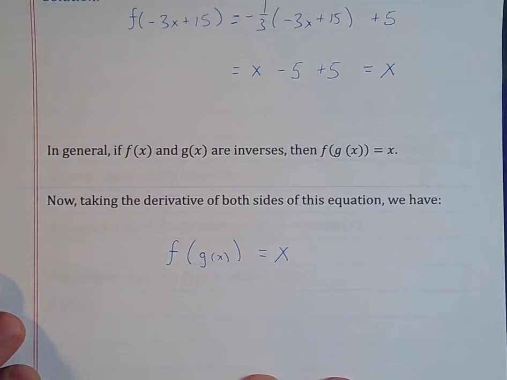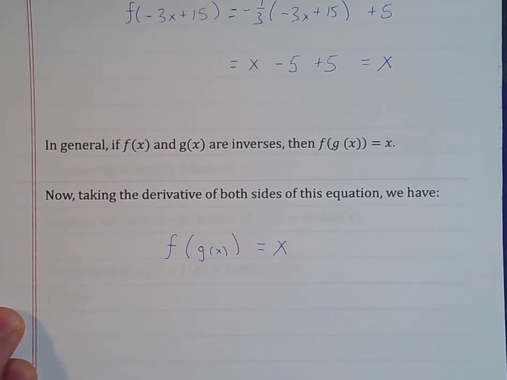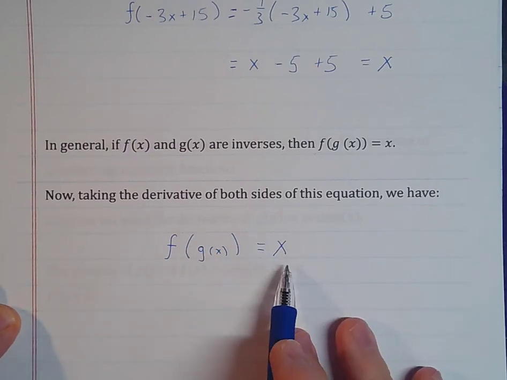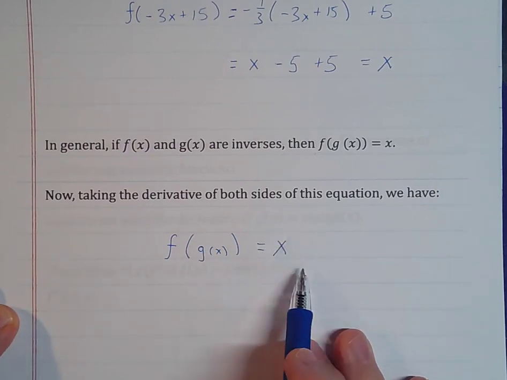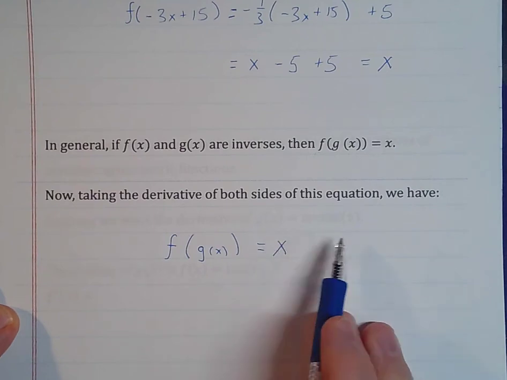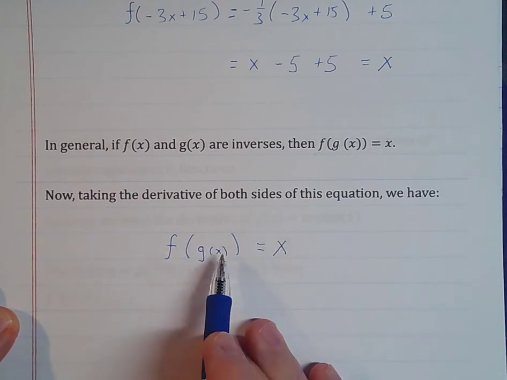So hey, this is a calculus class. How about if we do something like derivatives? Let's take the derivative of both sides of the equation and see what we get. Well, the right-hand side's really easy, right? The derivative of x will just be 1, so we're not going to worry about that. But what about the left-hand side?